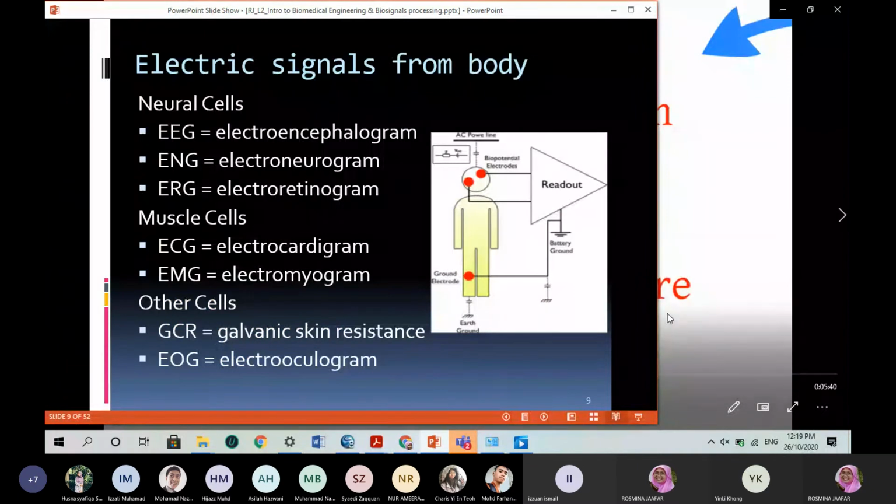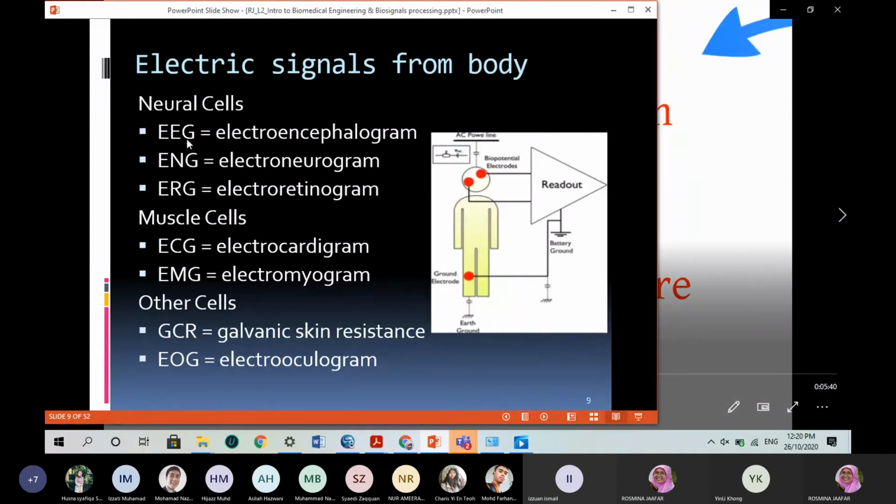Okay, now we move on to the objective of today's lecture, which is observing electric signals from the body. So we have a few kinds of electric signals. We have the EEG signals, ECG signals, EMG signals, and other electric derived signals such as the galvanic skin resistance signals and also the electrooculogram signals.